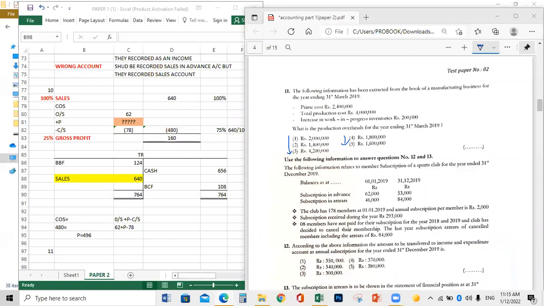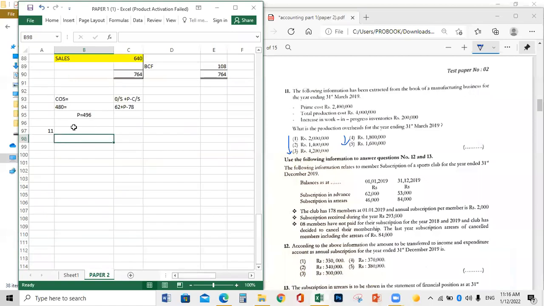Okay, guys, let's start. I think that's enough time. Your exam, you will only be given 2.4 minutes. You have to do it within 2.4 minutes. That's it. Nazifa, correct. Now they're asking you what is the production overhead.